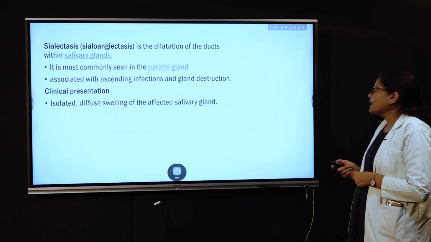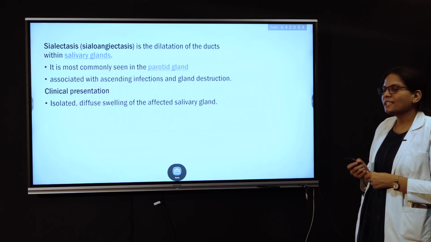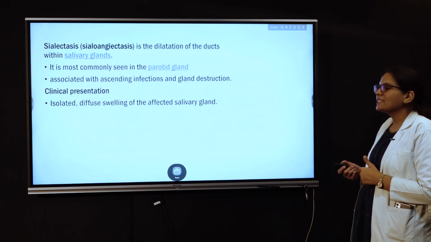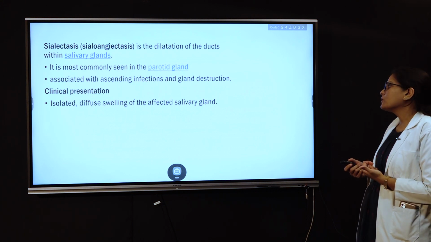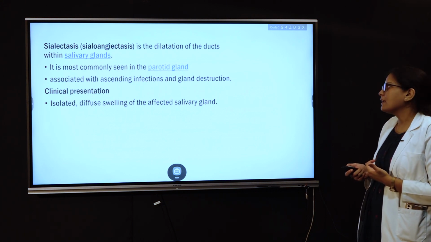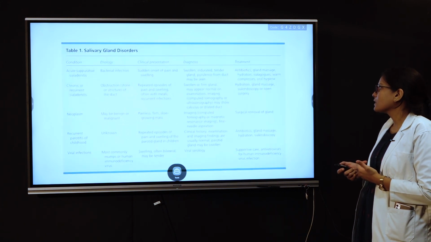The other condition is sialectasis, which is the dilatation of the duct within the salivary glands. It is most commonly seen in the parotid gland and it is associated with ascending infections and gland destruction. Clinically, the patient presents to us with isolated diffuse swelling of the affected salivary gland.